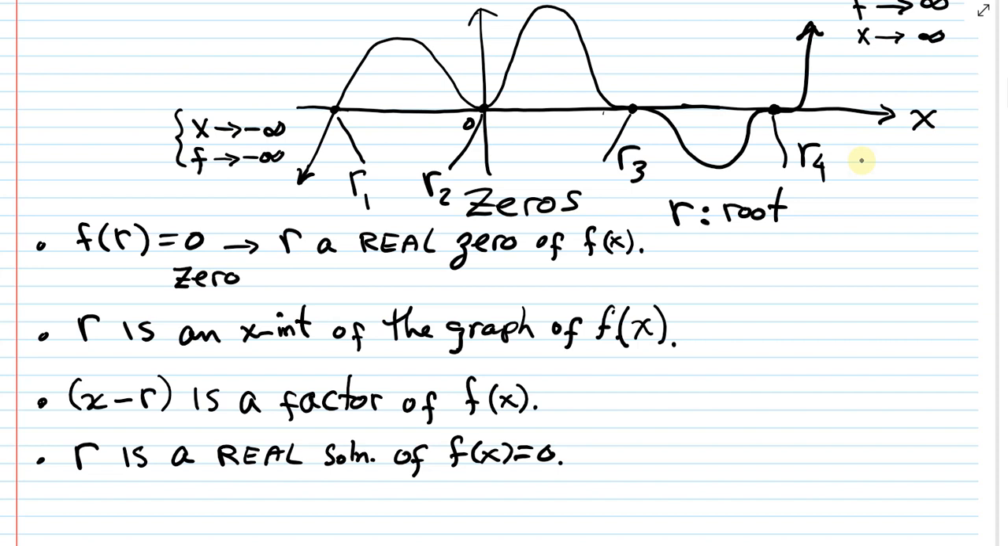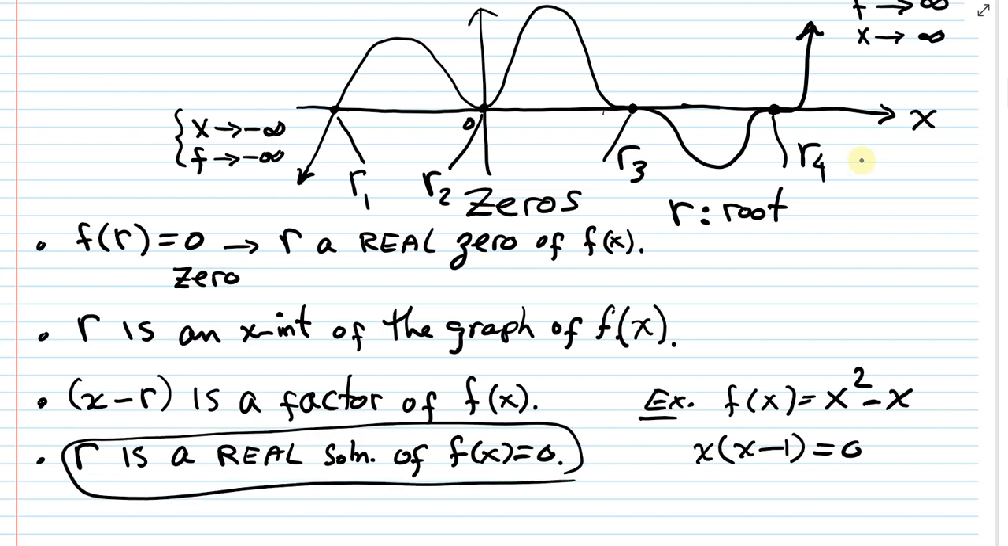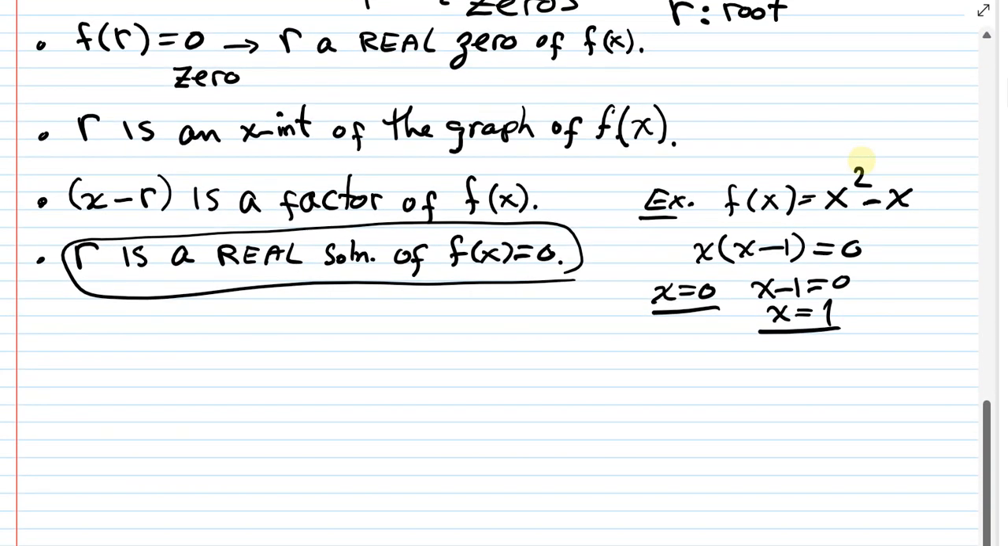So for instance, let's take a look at this example. Suppose in my example, the function f of x is x squared minus x. So if I factor x, I get x times x minus 1, right? And if I set it equal to 0 because I want to find the solution, then by the zero factor principle, x could be 0 or x minus 1 may be 0, which leads x to be 1. So in this case, notice we have 2 zeros. The zeros are 0 and 1.